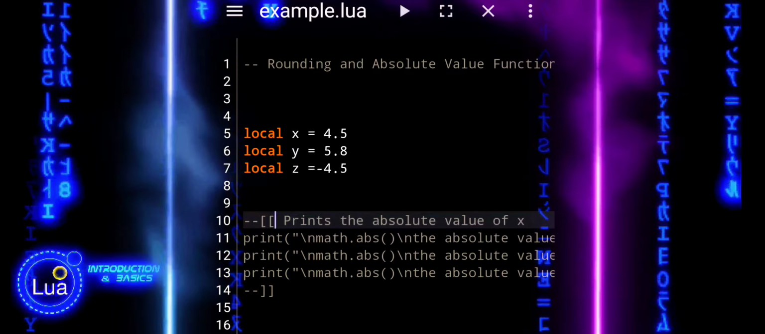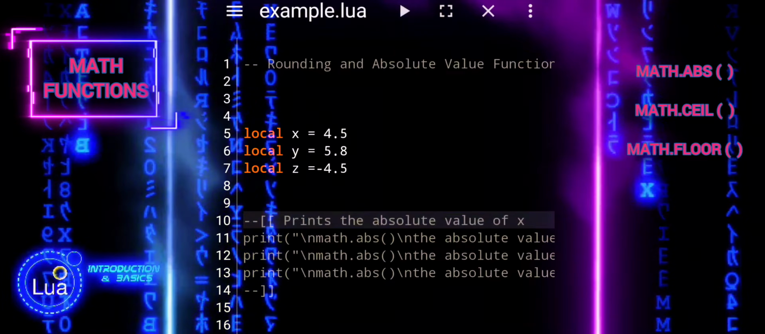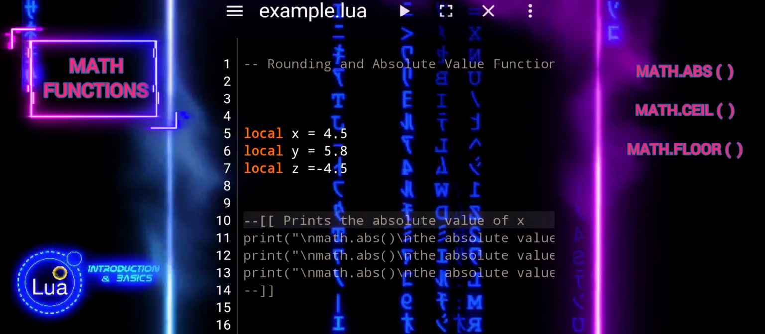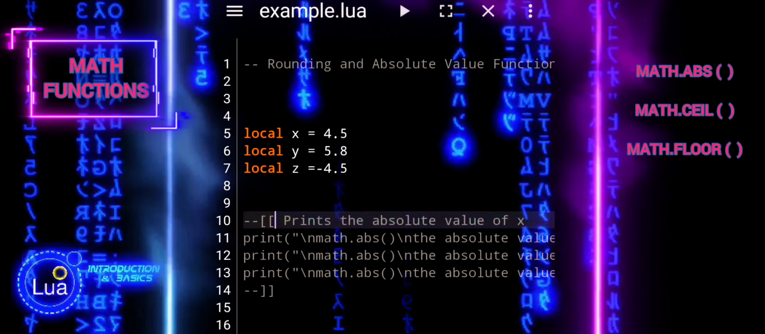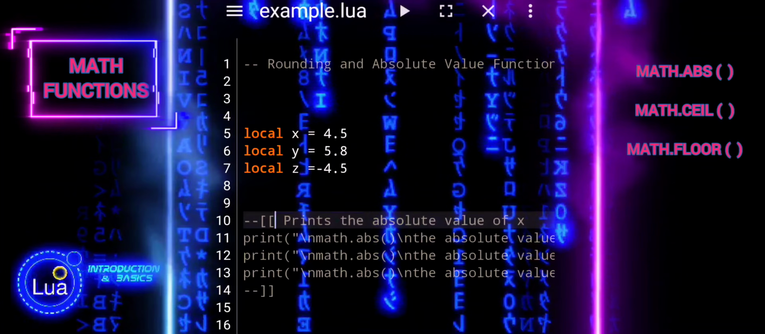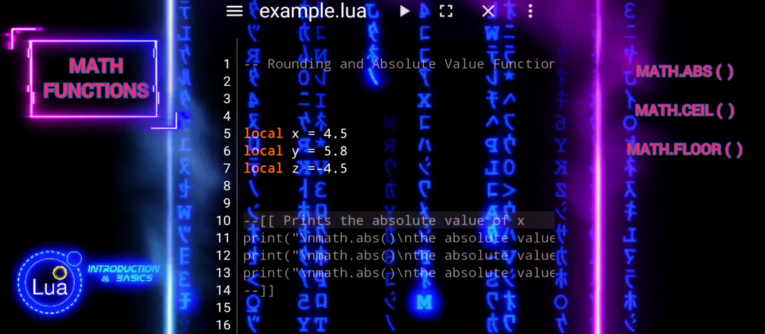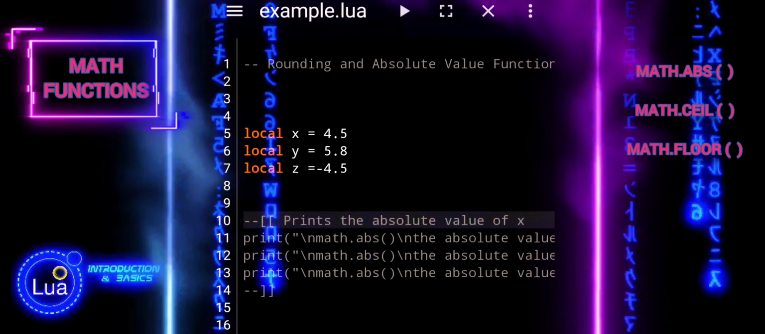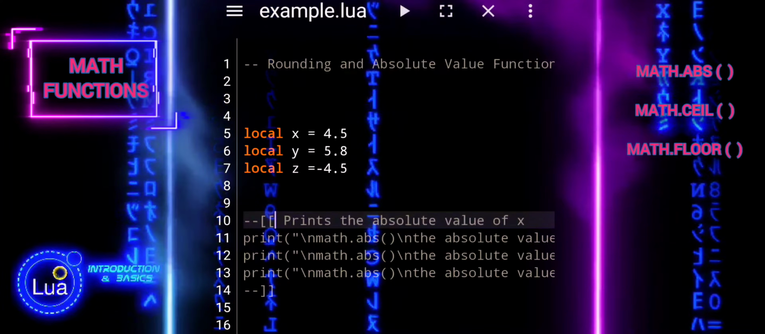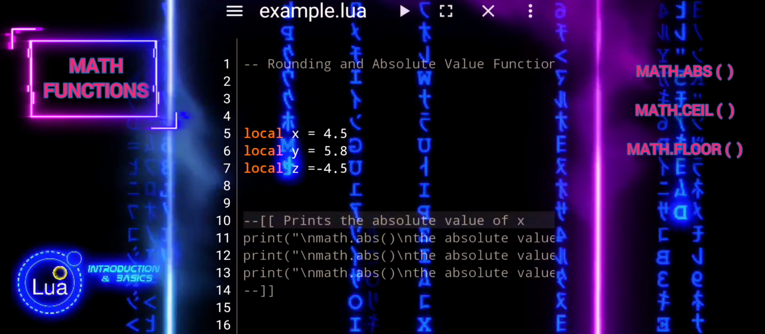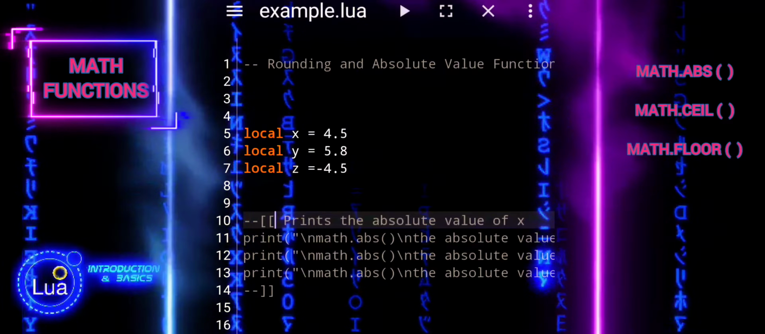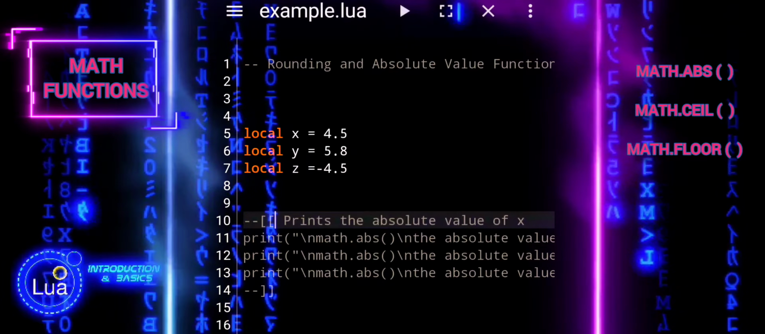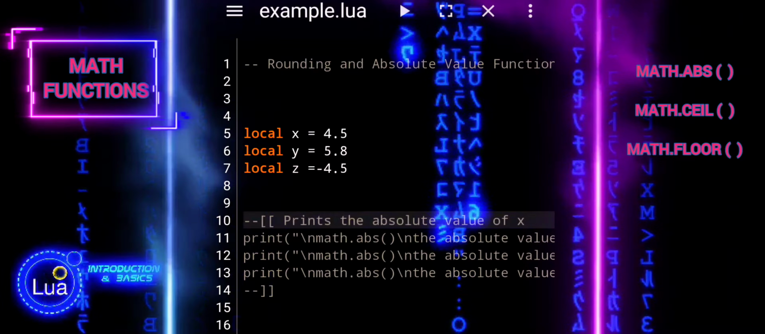Rounding and absolute value functions are fundamental tools in mathematics and programming, often used to manipulate and manage numerical data. These functions play crucial roles in various applications, from financial calculations to data analysis. The absolute value function returns the distance of a number x from 0 on the number line, regardless of its sign. In programming languages such as Lua, the math.abs function is used to compute the absolute value of a number.